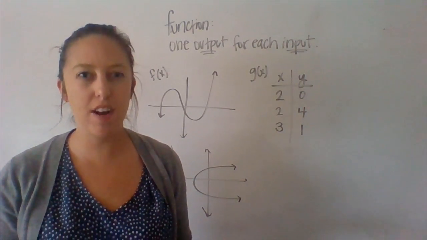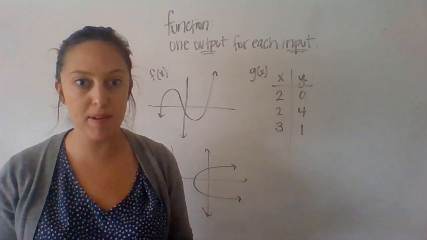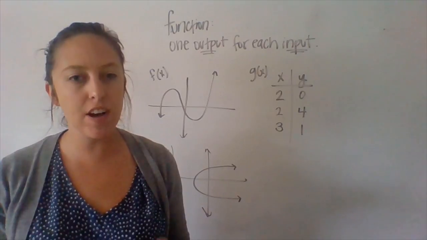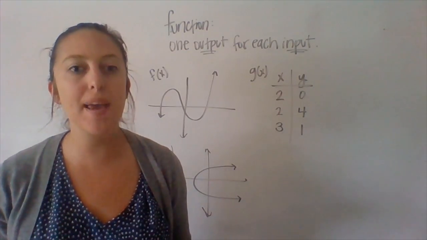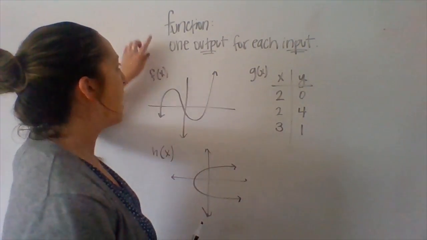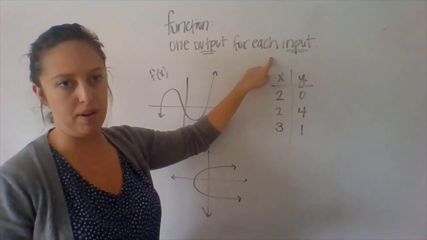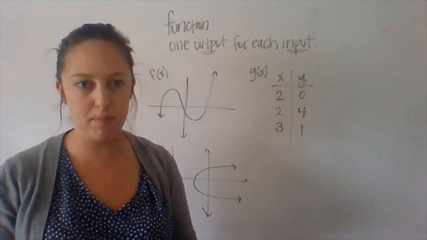So we toss around the word function a lot, and a lot of times we use it synonymously or the same as we use the word equation. But actually a function has a special rule that makes it a function, and here's that rule. A function only has one output for each input. Okay, one output for each input.